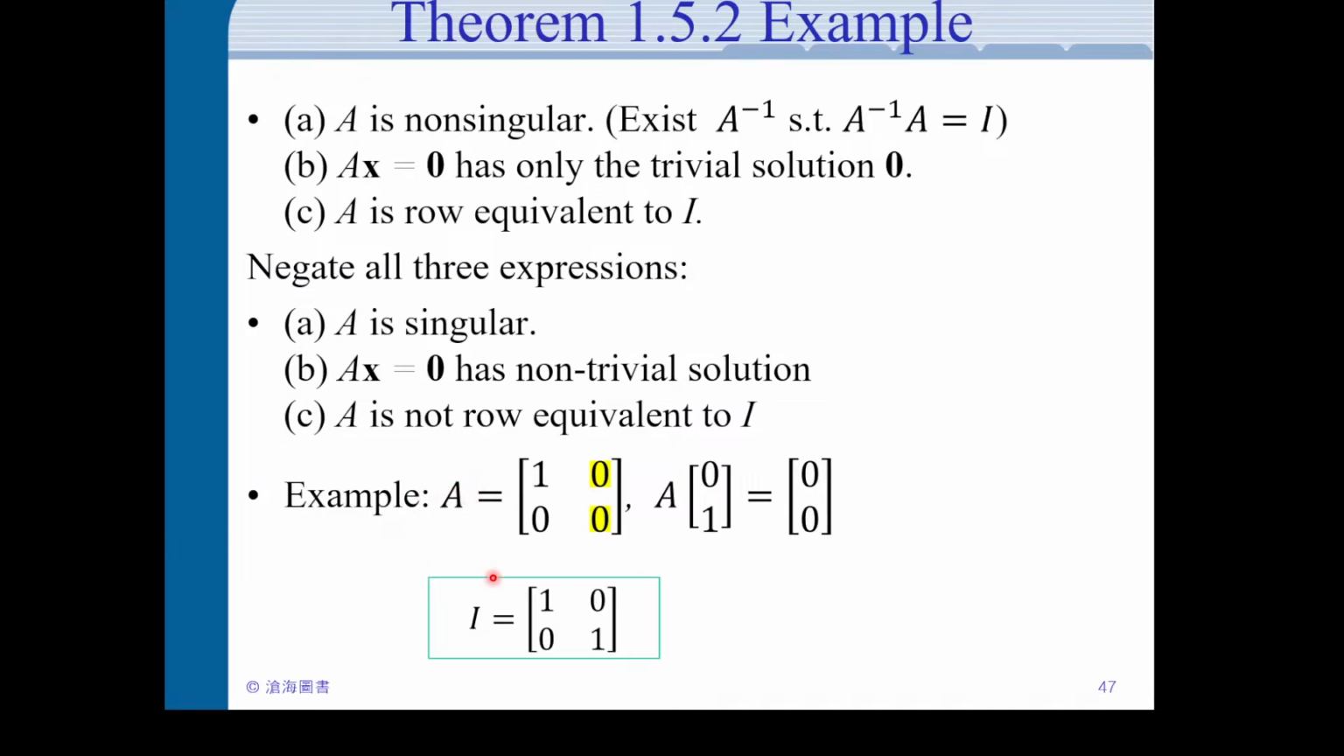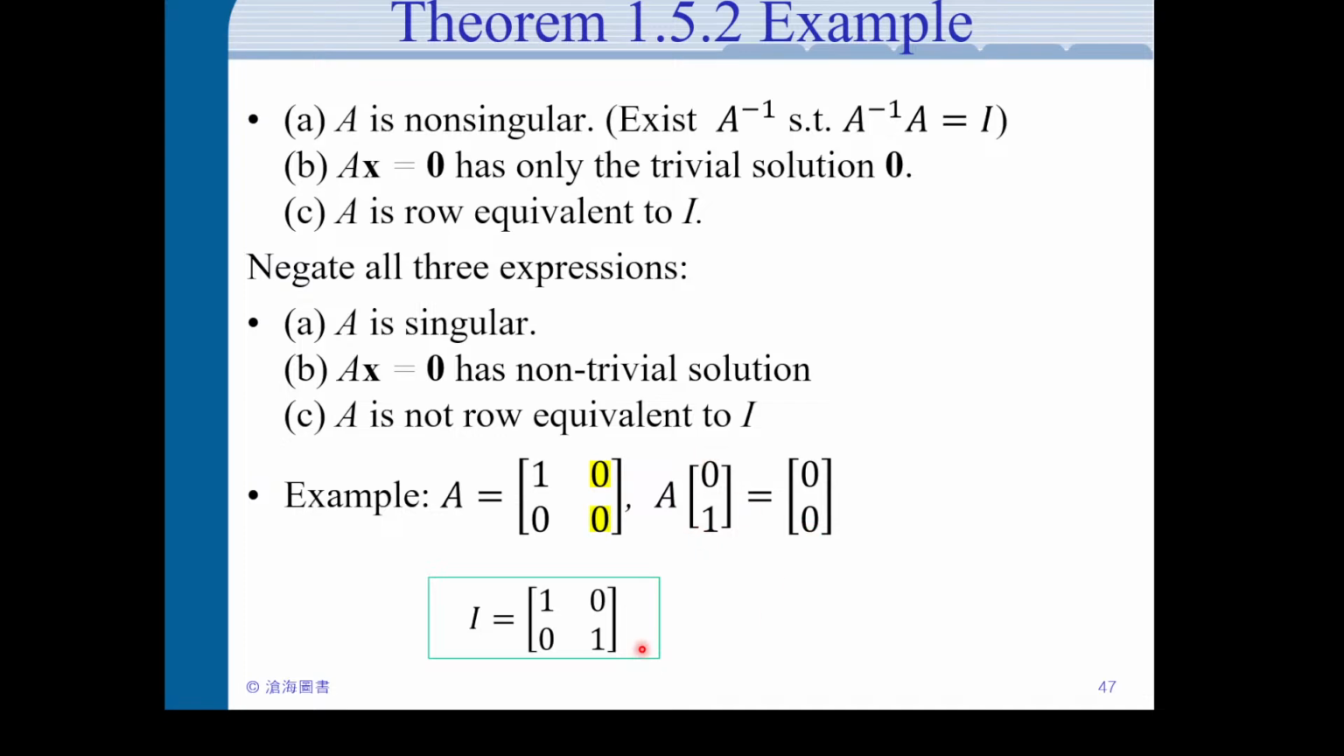Okay, so if A is the singular matrix that we said was singular before, A equal to [1, 0; 0, 0], then we have that A times [0, 1] equal to [0, 0]. So this is the negation of the first expression, A is singular, and this is a negation of the second expression. So A multiplied on this non-zero vector x equals the 0 vector. So here Ax equal to 0 has a non-trivial x.